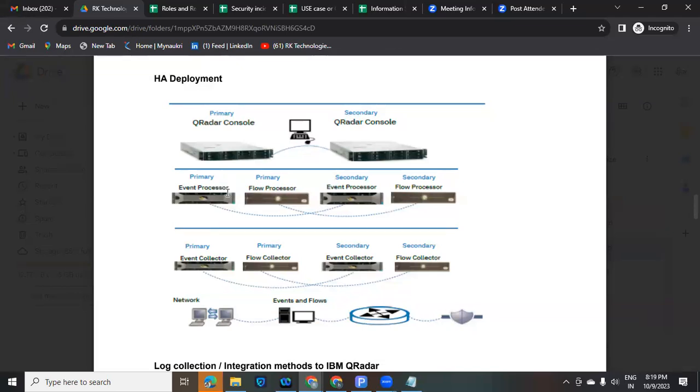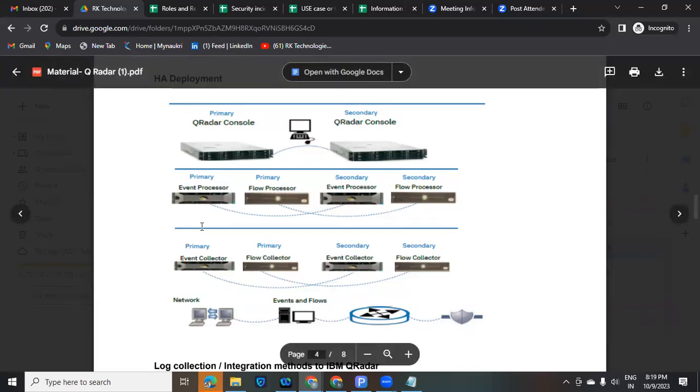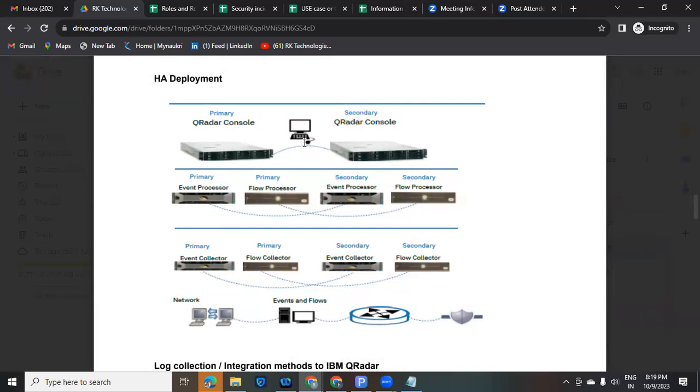Sir, is my voice audible, sir? Yes, it is. High availability, sir. It's high availability, that's right. What is this topology we can call it as? Logical topology. No, not logical topology. Star topology. No.